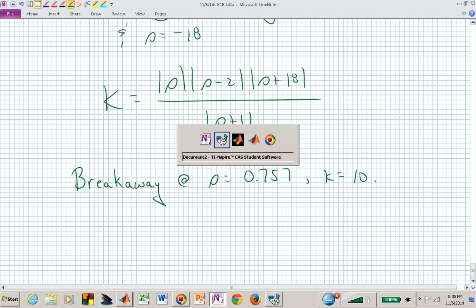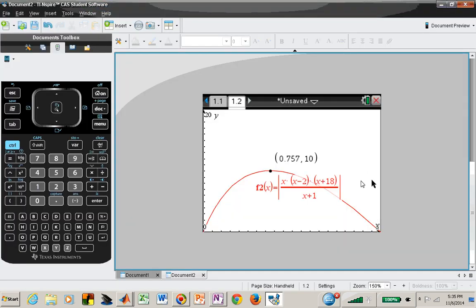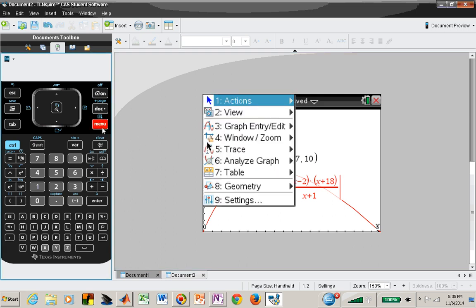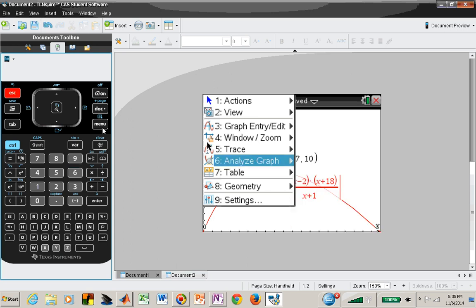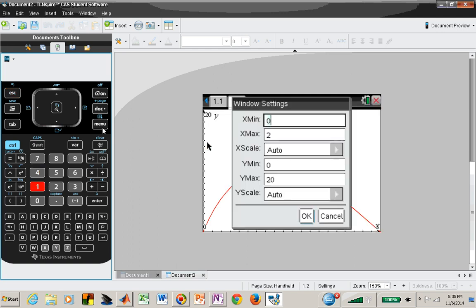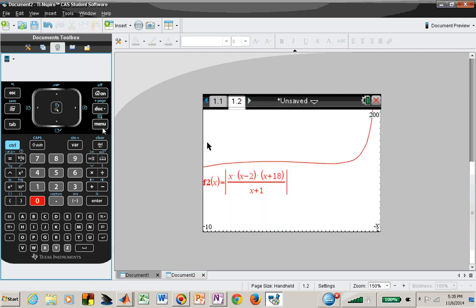And now let's change the window. Going to the menu, doing the analyze graph, whoops, not analyzing graph, escape out of there, go to number 4, which is the window, do the settings. Now I want to go for x min of minus 10, x max of minus 1, and now my y value is going to be a little bit bigger, so let me go ahead and say up to 200.